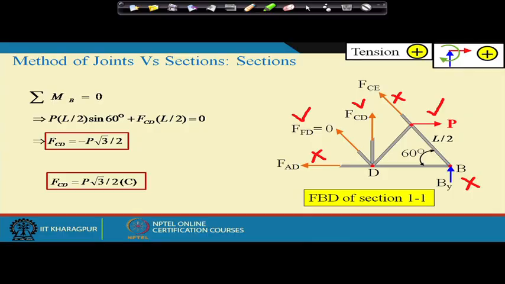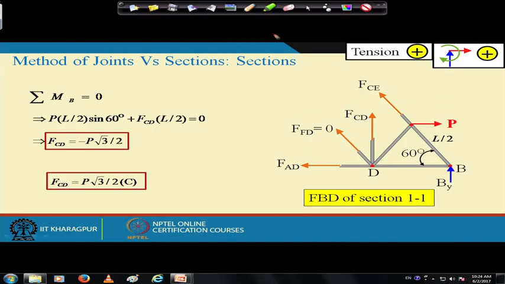But for the same problem, if we use the method of sections, just one section will give you the required member force, right. So, at least for this problem, the method of sections gives you the result in a much faster way. But it may not always be possible. Ideally, as we will see in some examples, in the same problem we use a combination of both the method of joints and the method of sections. That probably is the best way to solve any truss problem.